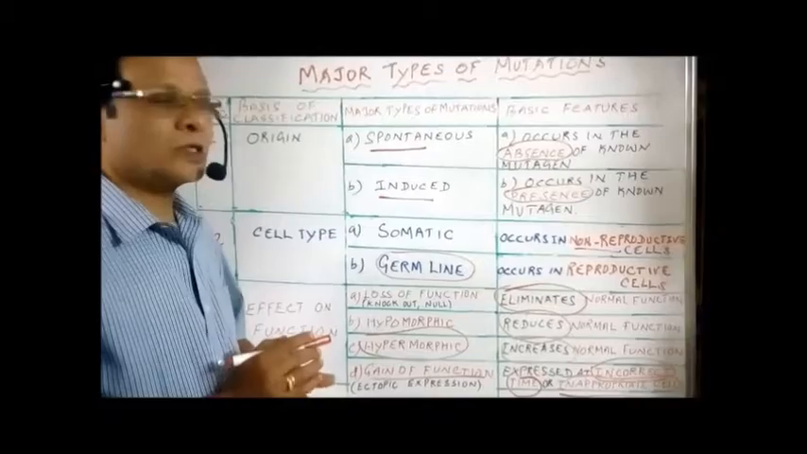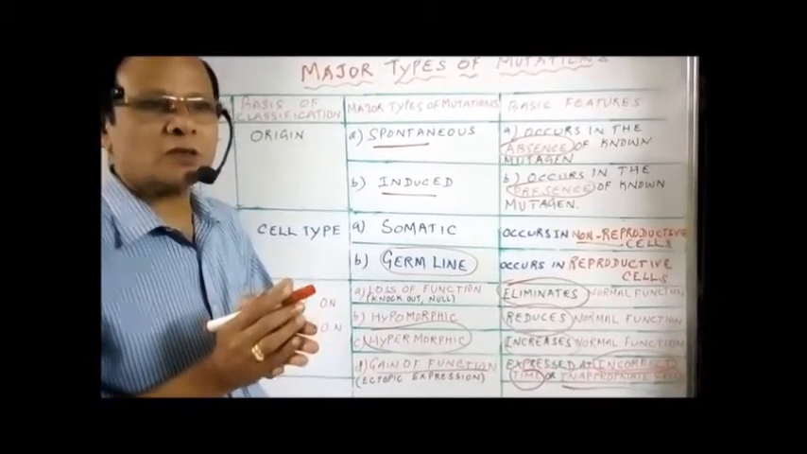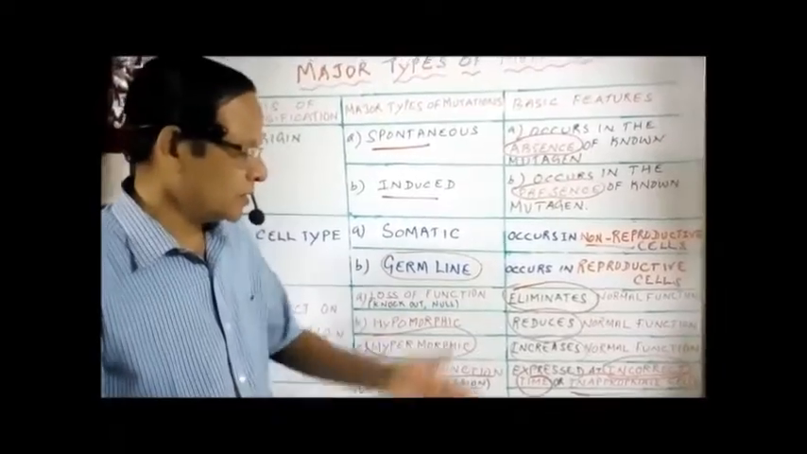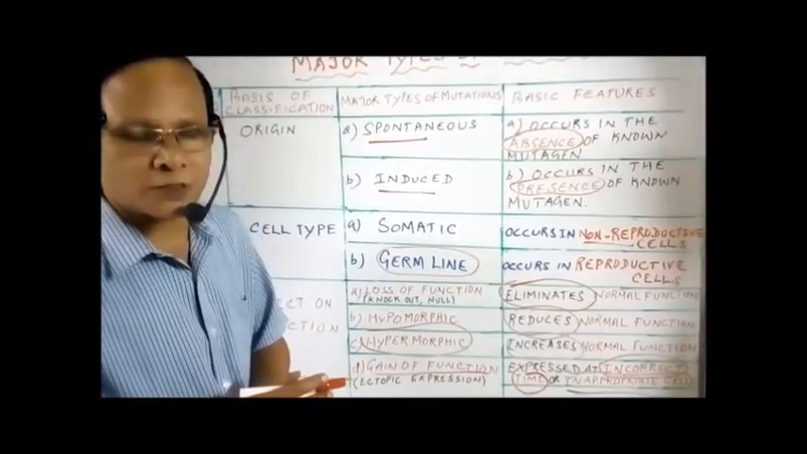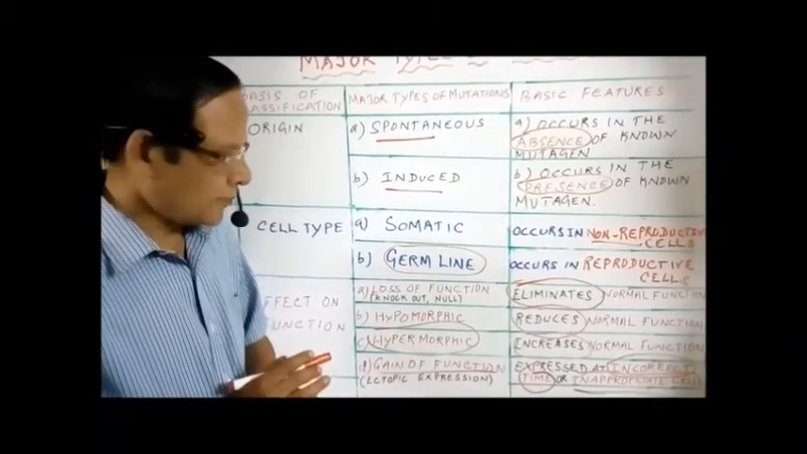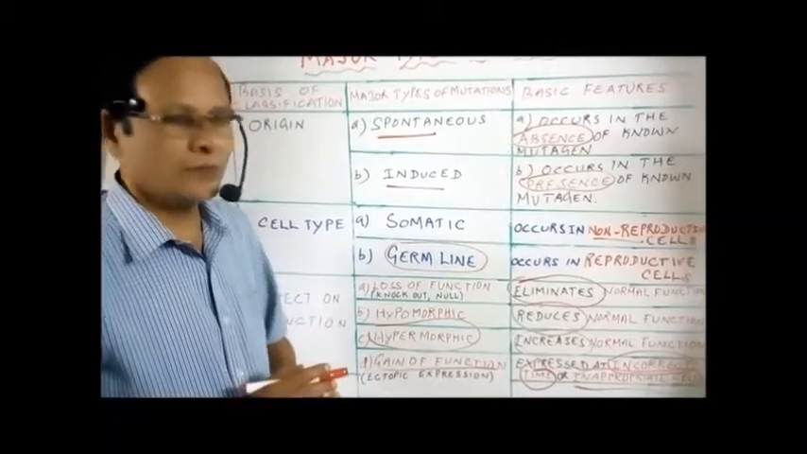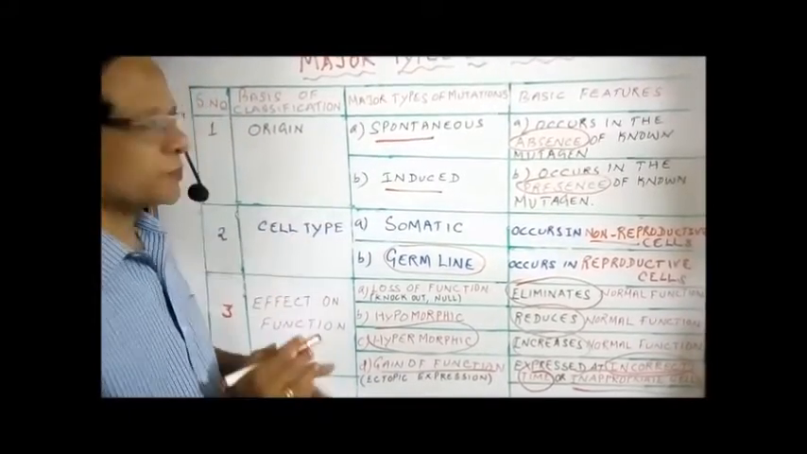So those mutations where the function is gained but not utilized by the organism, this is because the mutation is expressed at an inappropriate time, that is the incorrect time, or in inappropriate cells. That's about the three different types of mutations.